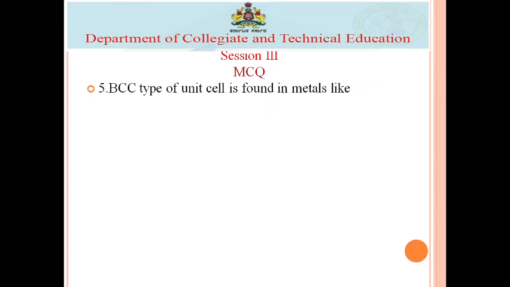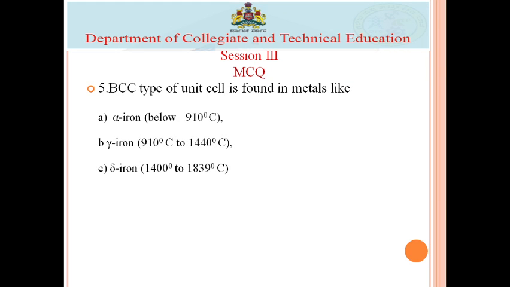Next question is, BCC type of unit cell is found in metals like? Alpha iron, gamma iron, delta iron and all the mentioned. And the answer is alpha iron and delta iron, that is A and C. Both alpha iron and delta iron have a BCC structure and gamma iron has the FCC type of structure. So the answer is A and C.